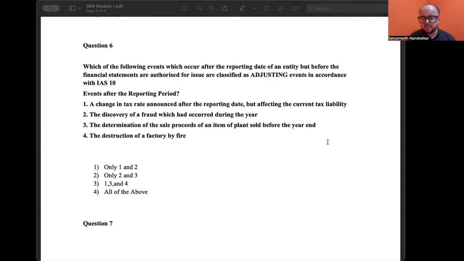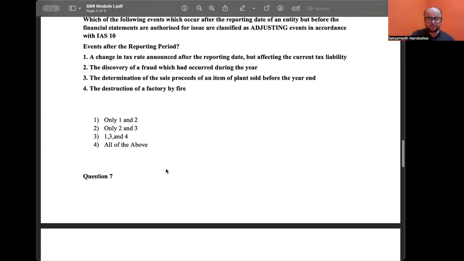Discovery of fraud is an adjusting event because the fraud had already taken place. You only discovered that later. So statements 2 and 3 both are adjusting events. Destruction of a factory by fire, statement 4, and statement 1, change in tax rate after the reporting date, are not adjusting events. Why? Because conditions did not exist on the balance sheet date. So the answer is option 2.